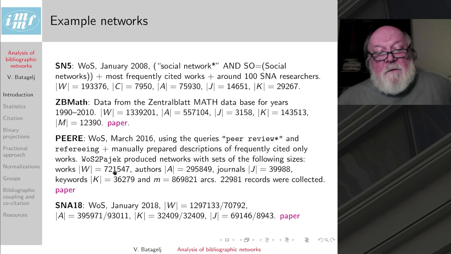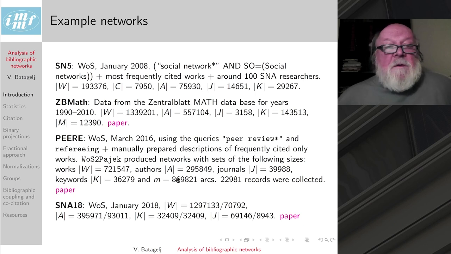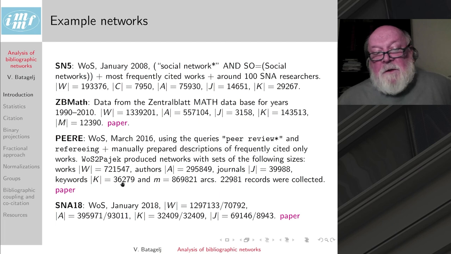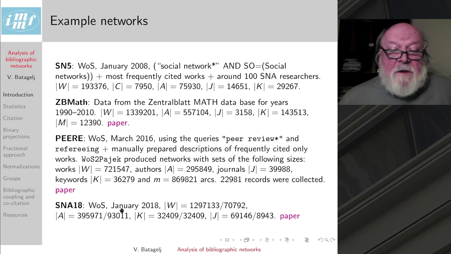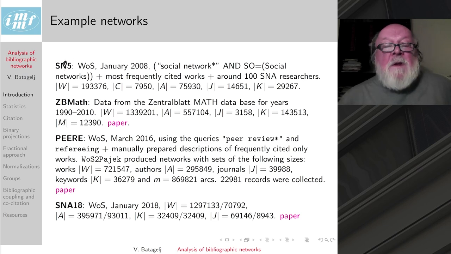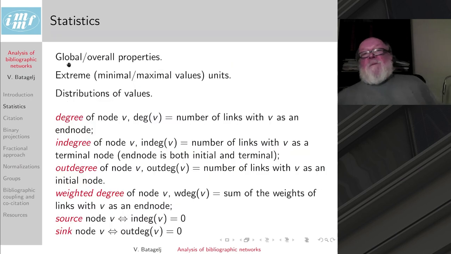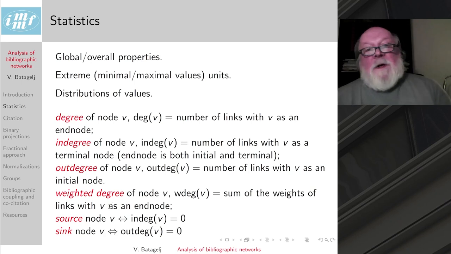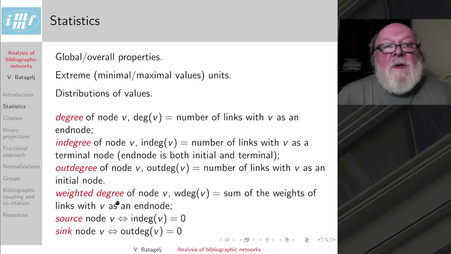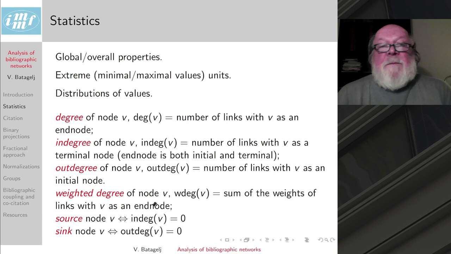And then we have this SNA18, which is an extended version of this SN5, which is again on social network analysis, but the data were collected in 2018. Now, as I said, these networks are quite large. And now how to analyze them?